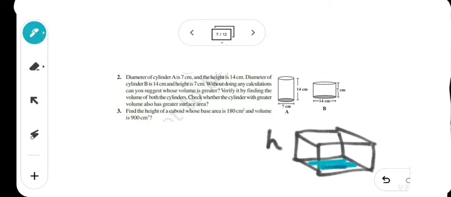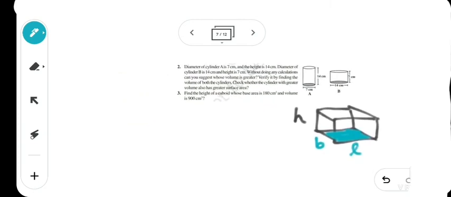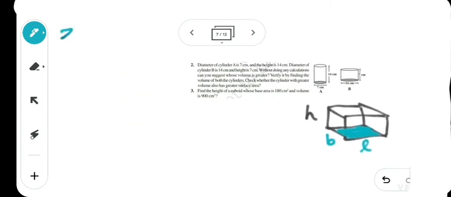Now base area means this area. This is the base of this cuboid. Now this base is made up of length and breadth, and we have to find the height. Now let's see how we can do it. Third solution.